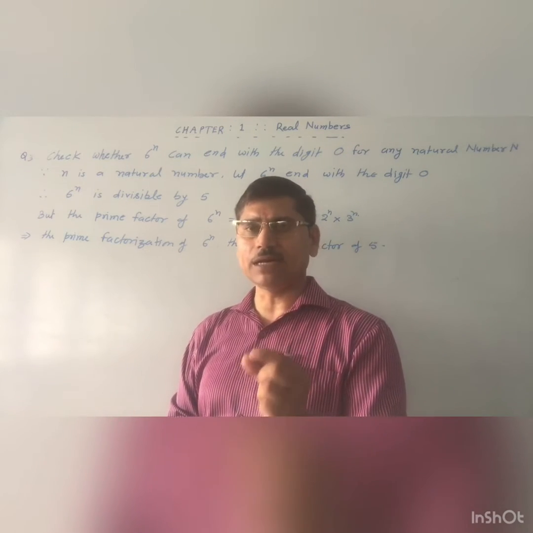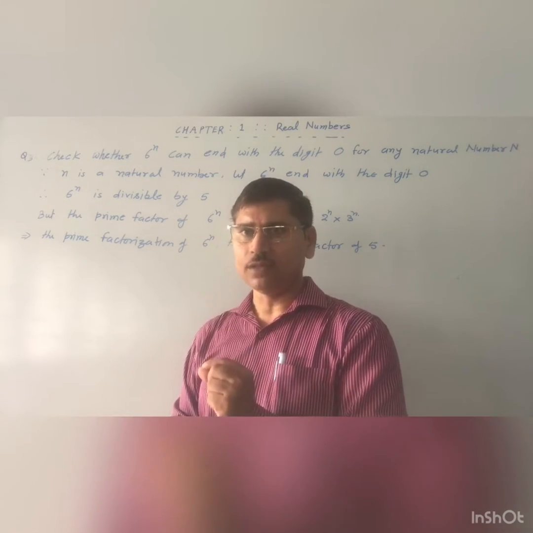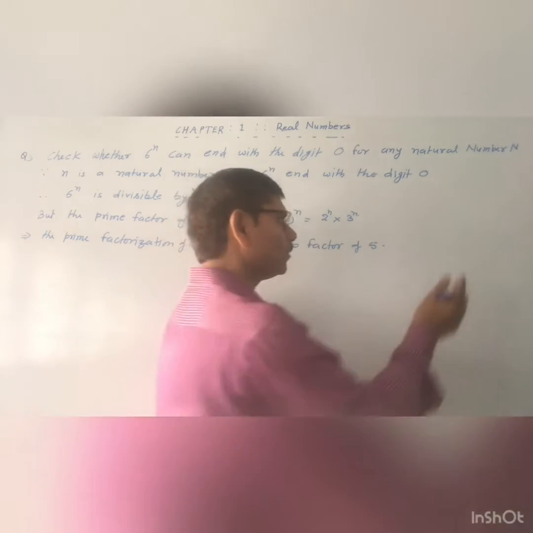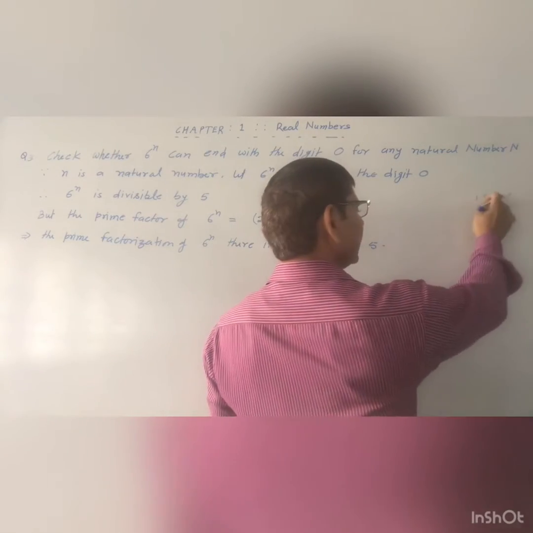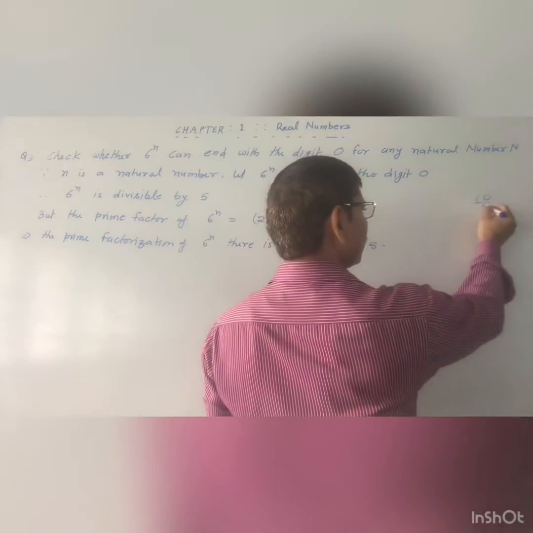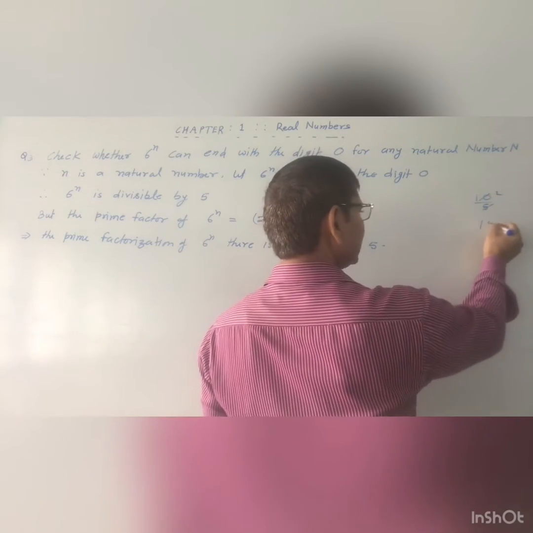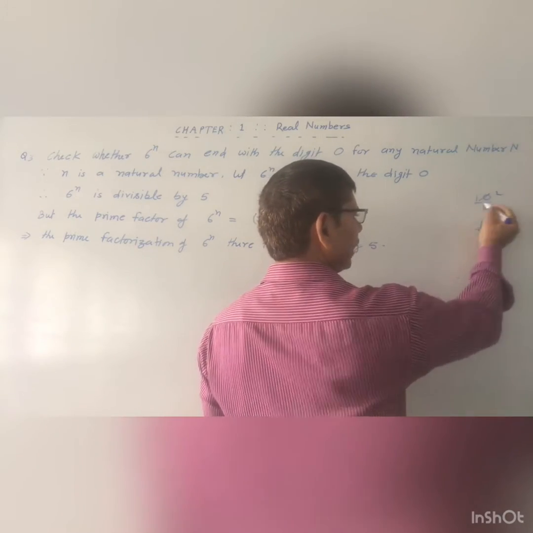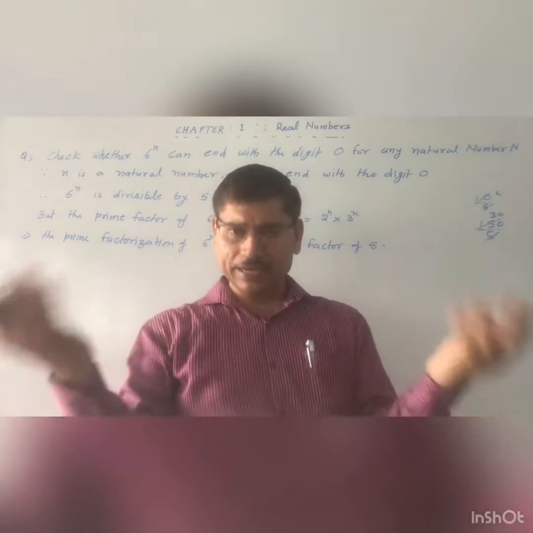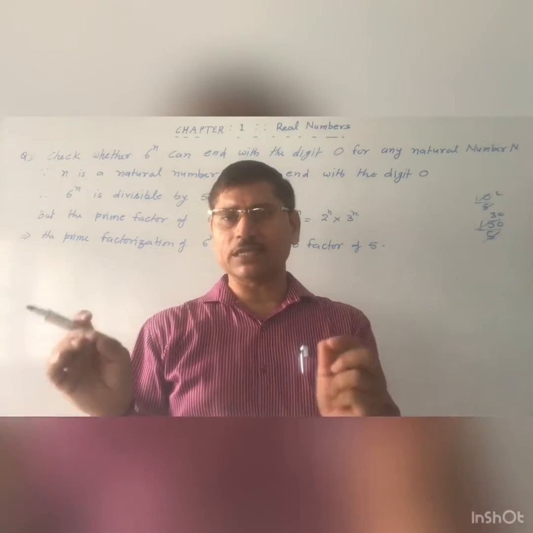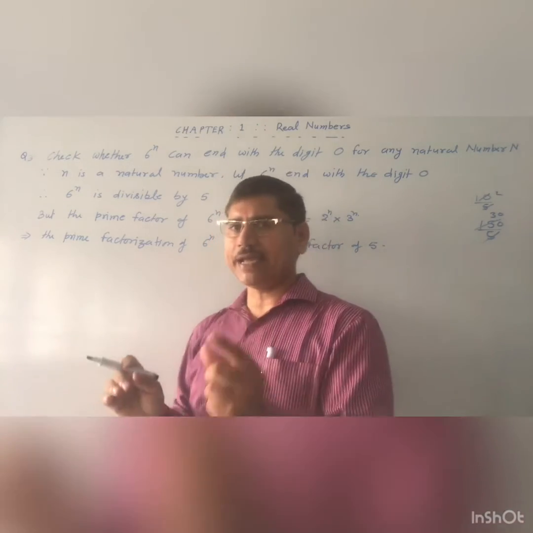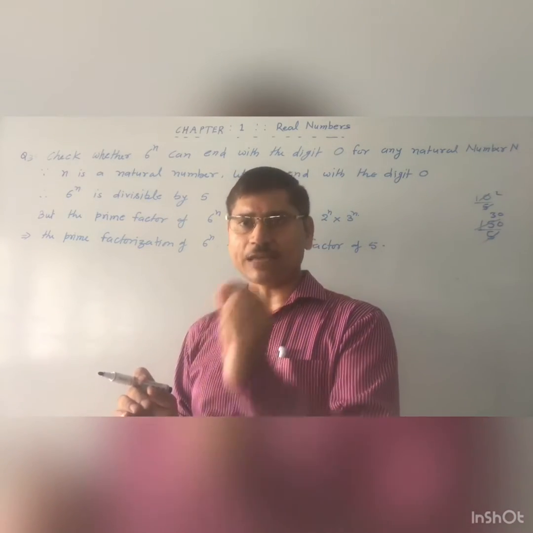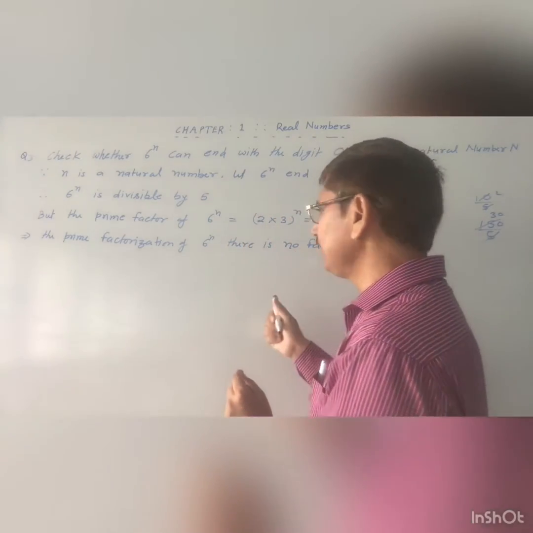If any number ends with the digit 0, then it is 100% divisible by 5. For example, you can see here, this is a number ending with the digit 0, so this is divisible by 5. Again, 150 ends with the digit 0, so this is again divisible by 5. So if you take any number that ends with the digit 0, then it 100% contains a factor of 5. But here there is no factor of 5.